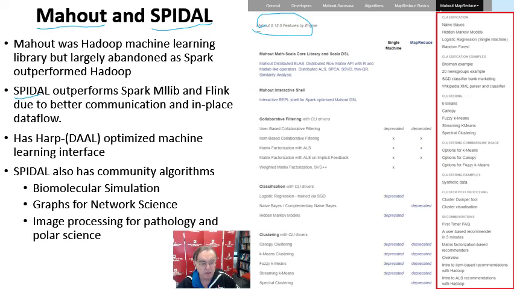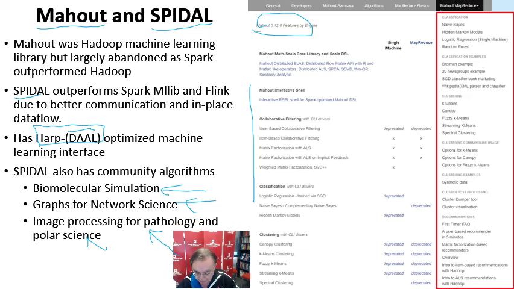SPIDAL has some general machine learning algorithms. Then it has a very special set implemented by Judy Chu, which uses HARP technology plus Intel's specialized data analytics technology. DAAL works on the node, and Judy's HARP system coordinates the multiple nodes together to run a giant parallel job to get the world's fastest, best machine learning. SPIDAL has these general things, such as these ones in Mahout, but it also has the particular algorithms used by biomolecular simulation, network science, polar science, and pathology.